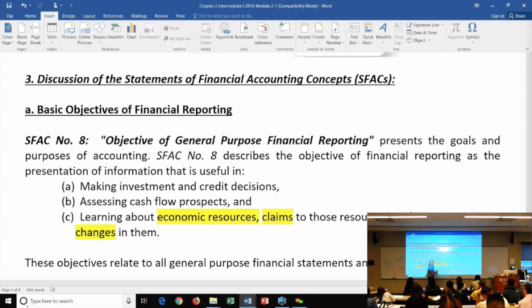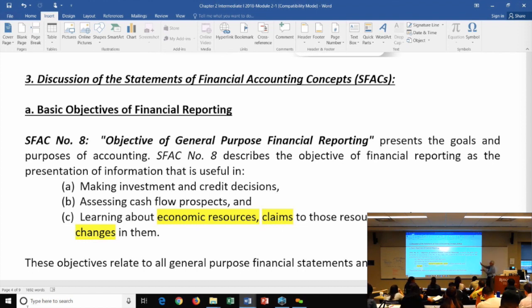So the general purpose financial statements are designed to best meet the objectives of financial reporting. So that's the basic objective, to provide information useful in making investment and credit decisions, but then it goes on to say to assess cash flow prospects, the amount, timing, the uncertainty of those cash flows, and information about economic resources, claims to the resources, and changes in them. General purpose financial statements and footnotes will, in fact, provide you with the information you need to make those decisions.